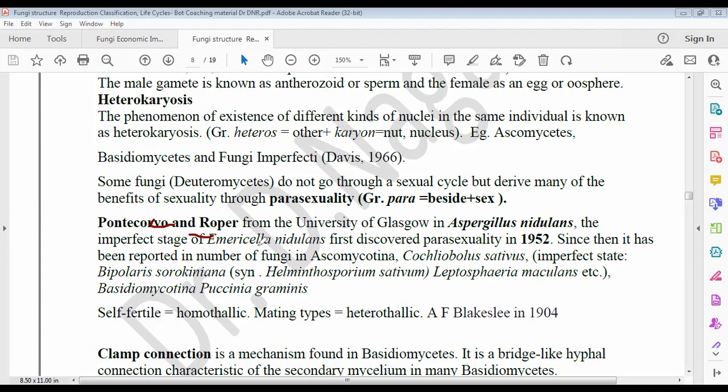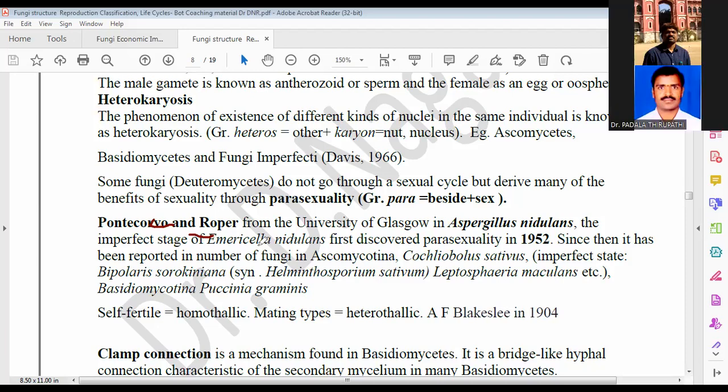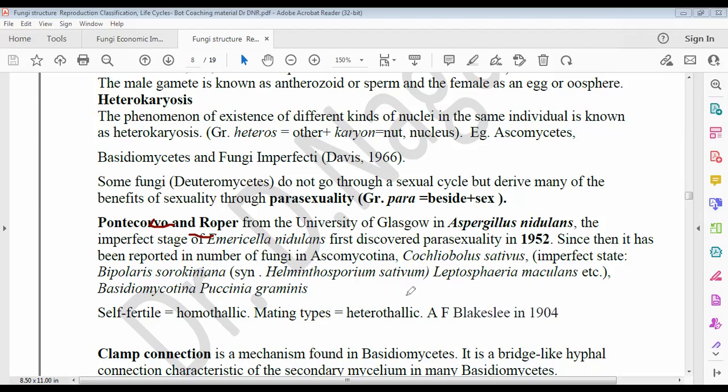Perfect stage of Aspergillus, perfect stage of Penicillium. The perfect stage of Penicillium is Talaromyces. Do you know the perfect stage of Helminthosporium? Earlier we studied it as Pyrenophora.